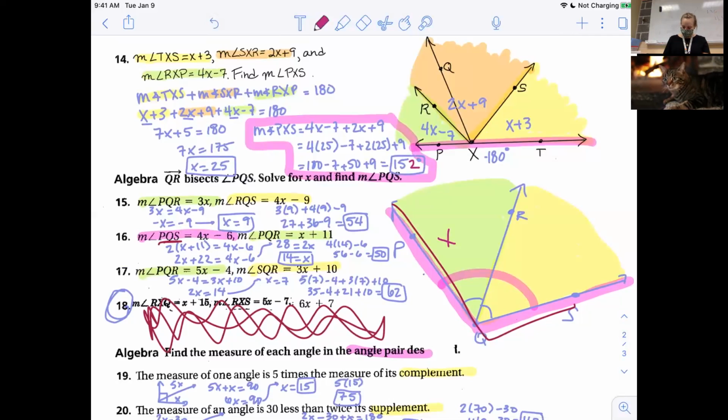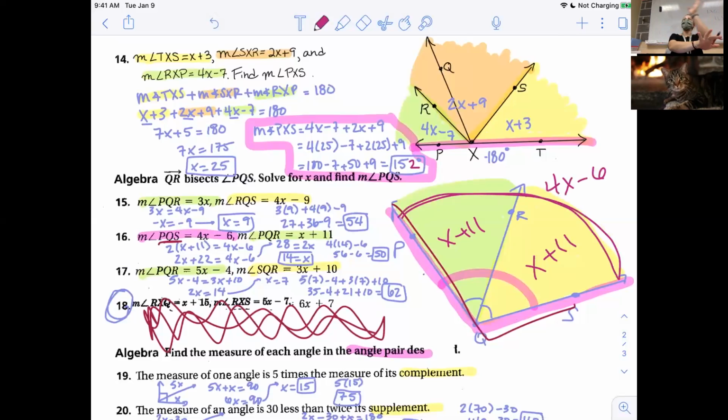If this angle is x plus 11, what do I know about the yellow angle? It's also x plus 11. And that means together they add up to 4x minus 6. So I wrote 2 times x plus 11. You could have written x plus 11 plus x plus 11 equals that 4x minus 6. That's why number 16 looks different. It's not the same as the other two.